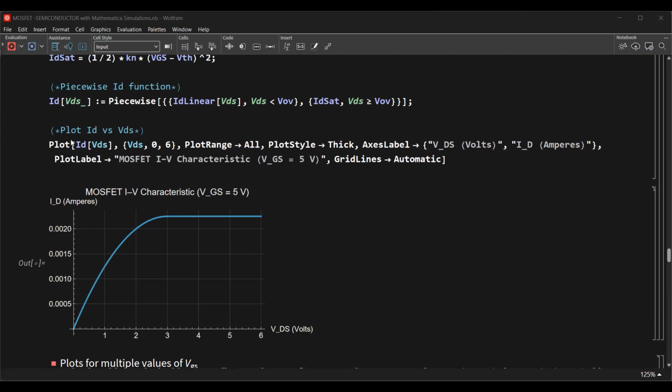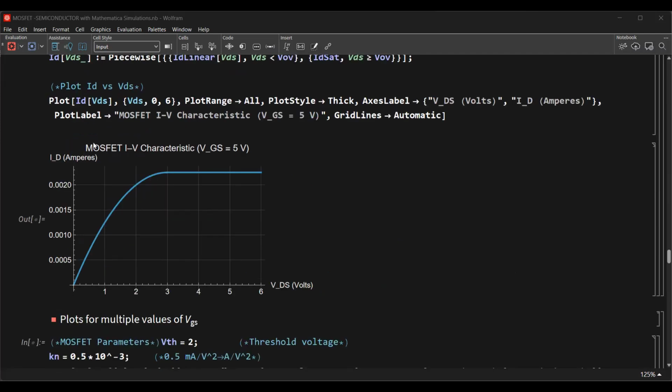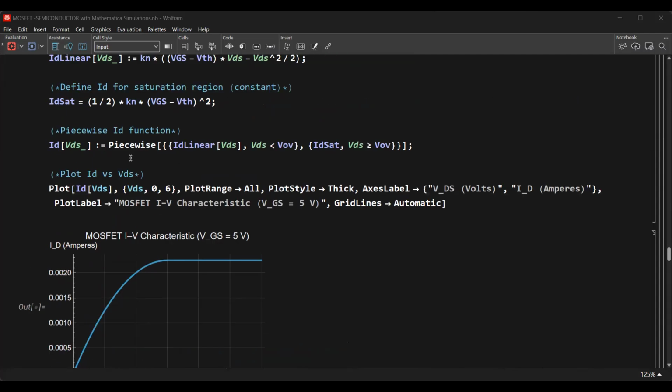So we have the plot here of the drain current as a function of VDS from 0 to 6. We have the plot range, plot style thick, and axis labels: VDS in volts for the x-axis, and the drain current in amperes. We have the plot label, MOSFET IV characteristics, VGS equal to 5 volts. Okay, so this is our graph for these equations.